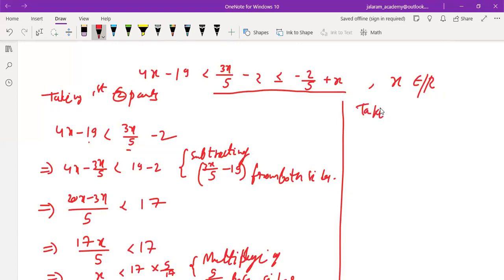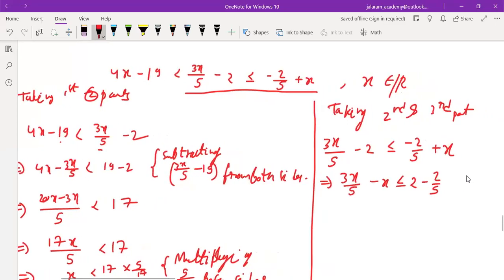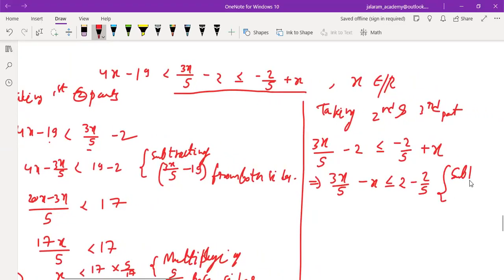So taking the second and third part, we get 3x by 5, sorry, minus 2 is less than or equal to minus 2 by 5 plus x. It implies 3x by 5 minus x is less than or equal to 2 minus 2 by 5, means we have subtracted x and added 2 by 5 to both sides, or we can write subtracting x minus 2 by 5 from both sides.